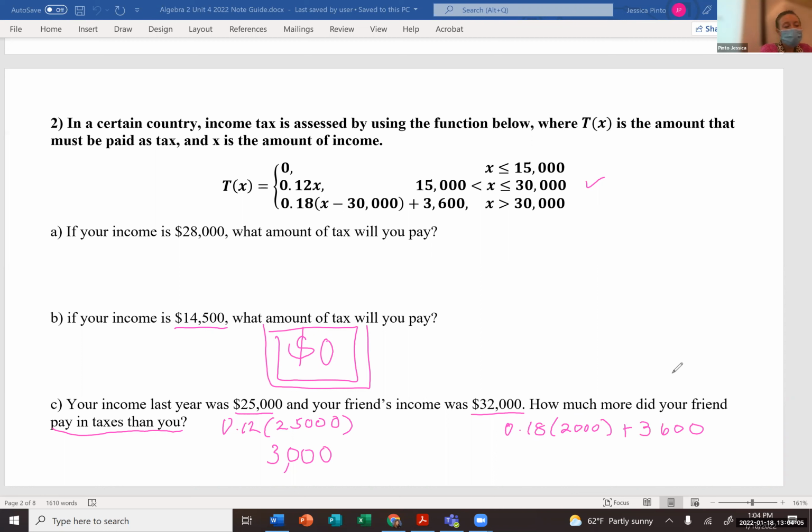Now I'm running the taxes for the friend's income. And I get 3960. So this one, it's really easy for me to tell how much more my friend paid since they both start with a 3,000. And so my friend paid $960 more in taxes than I did, but made $7,000 more. So very fun. Questions on 1 and 2 so far?